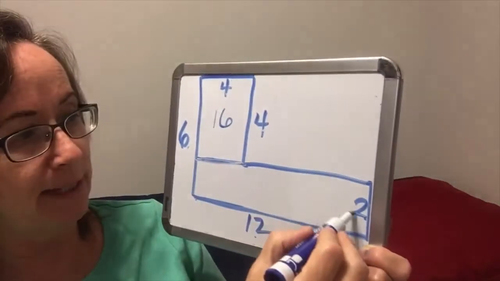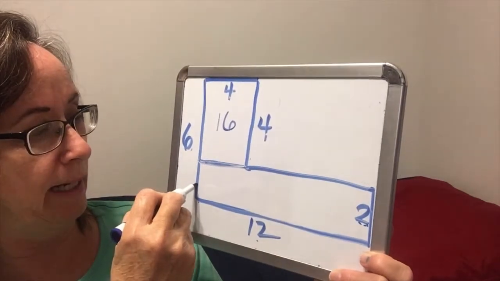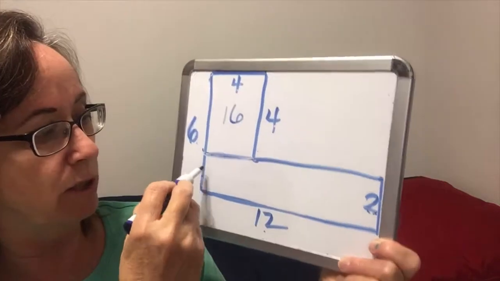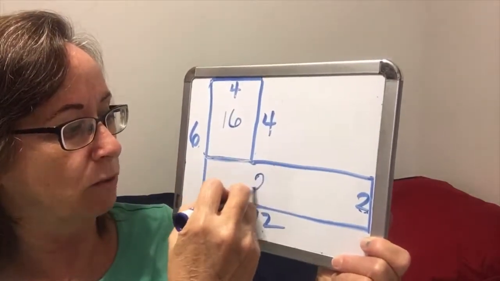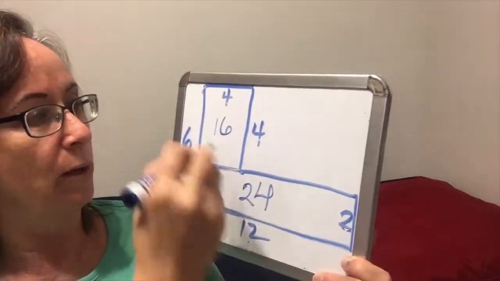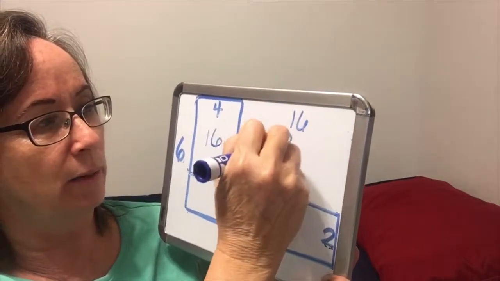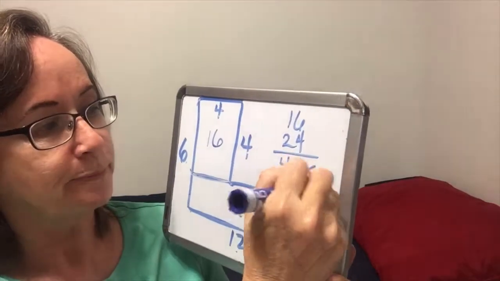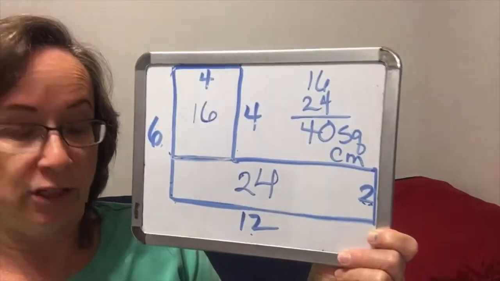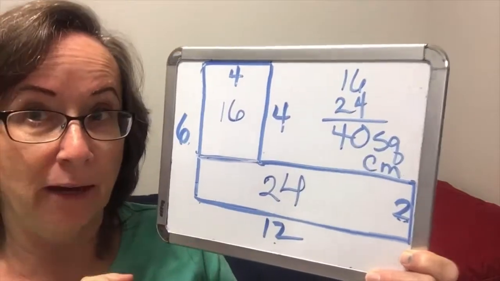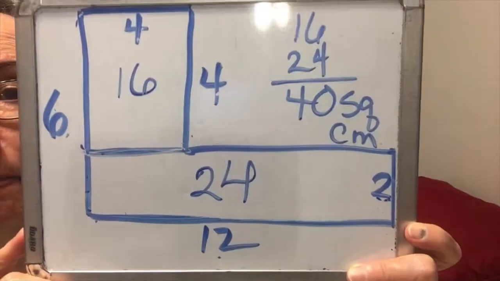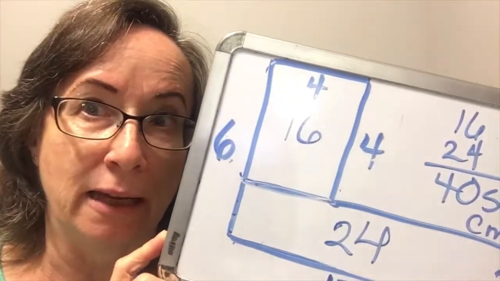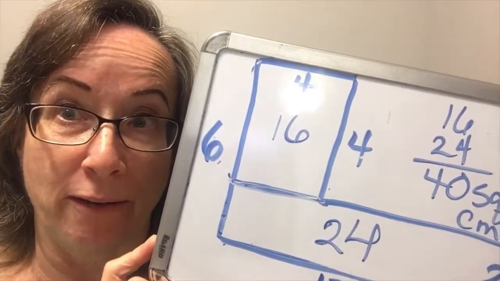Now if this is 2 over here and this is 2 right here, and then this is 4, that does give me the 6 altogether. So 2 times 12 is 24. So 16 plus 24 is 40 square centimeters. So we did it one way and we got 40 square centimeters. Look at that board really carefully because we're about to do it again. Hopefully we will get 40 centimeters squared again.